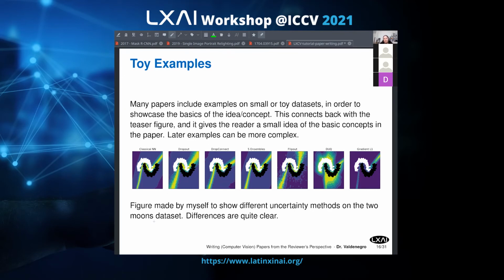I made this figure myself because I work in a certain area of machine learning. I take the 2 moons dataset, which comes from scikit-learn, and I evaluated a bunch of uncertainty methods. And I'm writing a paper showing what the differences between these methods are. And by this figure, you can clearly see first that many methods do very similar things, but at the same time, they're different. For example, this gradient here and this DUQ here work in a different way than the other methods. And you can see, for example, that dropout and drop connect produce different uncertainty.